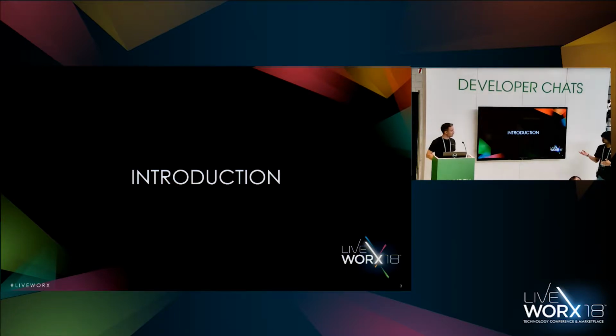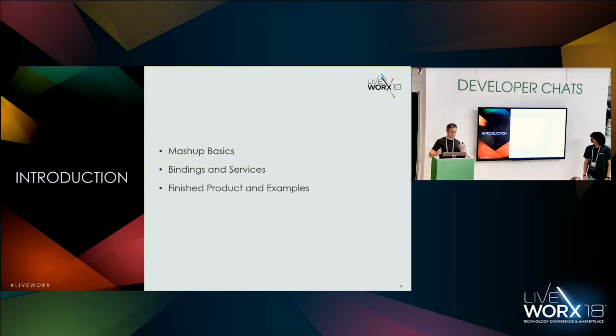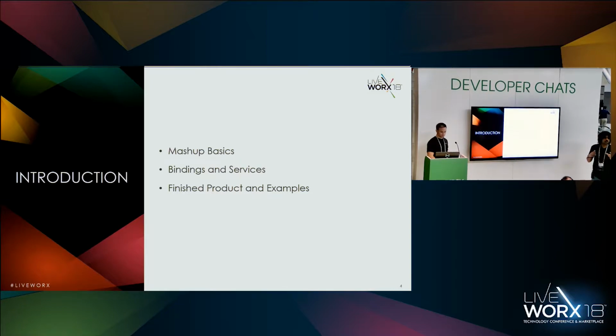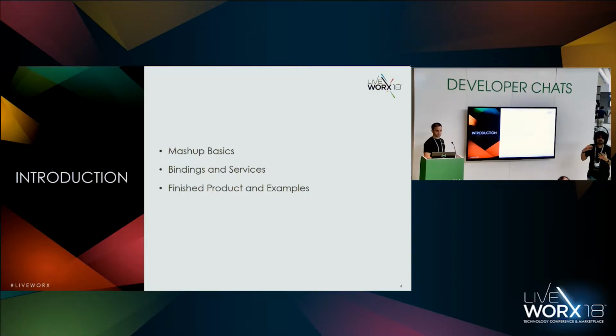All right. So first we have a little introduction to mashups. We have three basic topics. What is a mashup? How do you get to the builder? How do you create a mashup? I will explain what the mashup builder is and what the different parts of the builder are. Then I will go into what bindings are, what services are, and how you add them. Finally we'll show you a simple mashup, and then we can go to an actual demo.